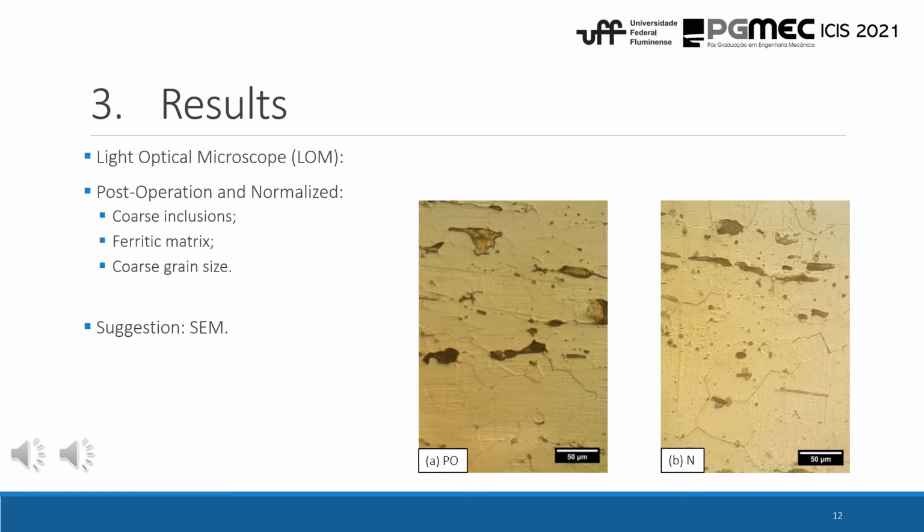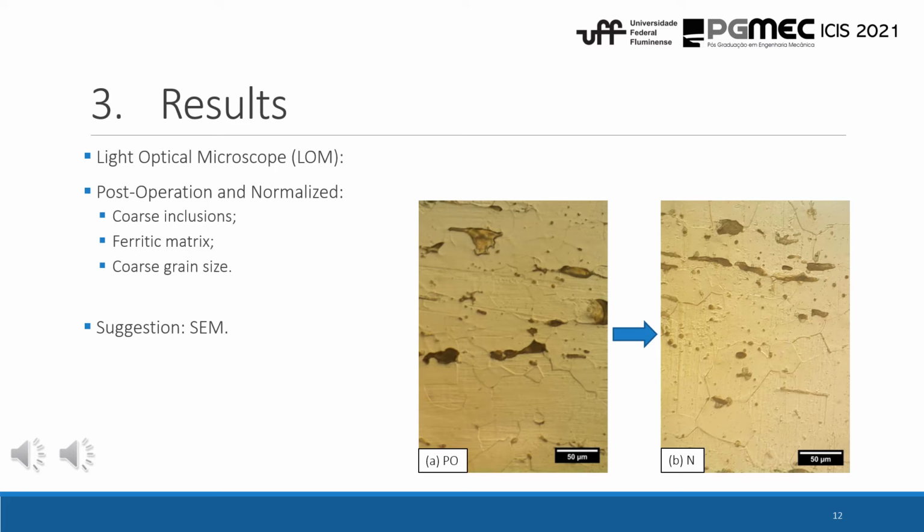Analyzing the microstructure of this material, we are able to identify a ferritic matrix with coarse grain size and also rich in inclusions, small inclusions, but also big slag inclusions that are probably due to the manufacturing process of this type of material. This result is in accordance with the results obtained by the chemical composition analysis. Comparing the images, no significant microstructure difference is observed in both conditions.